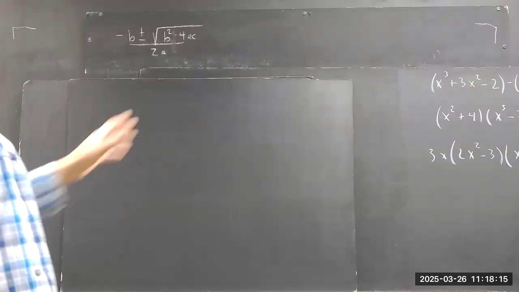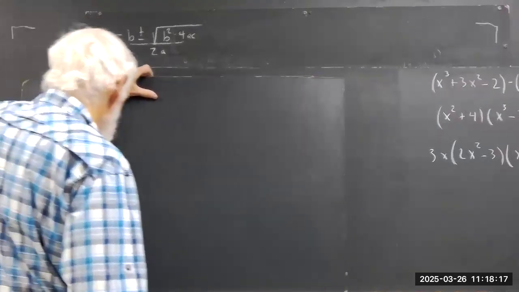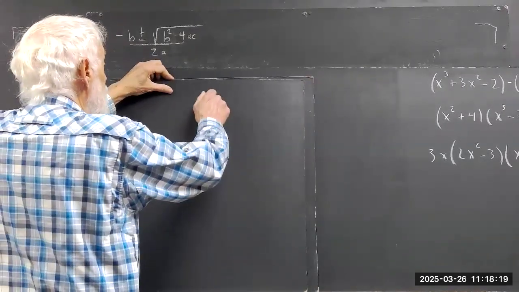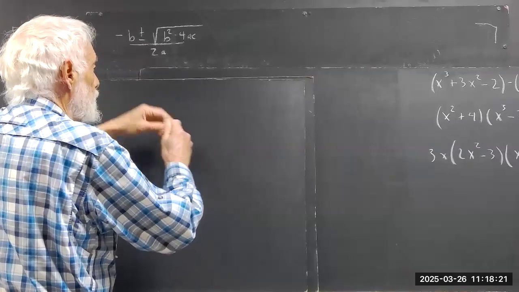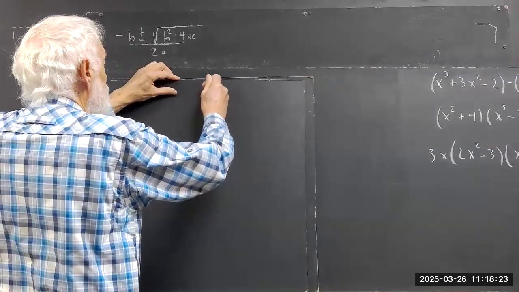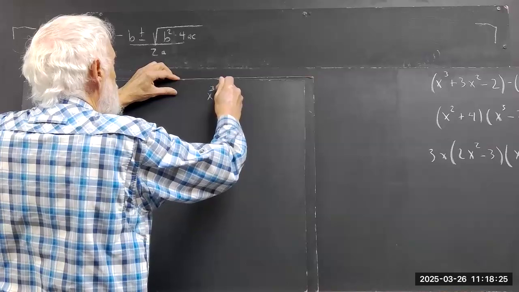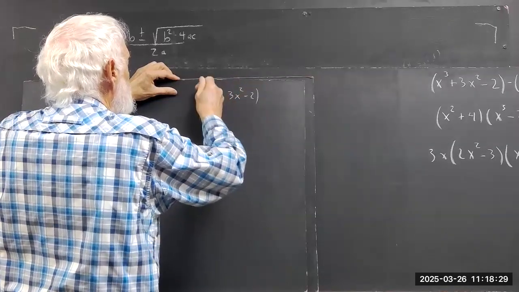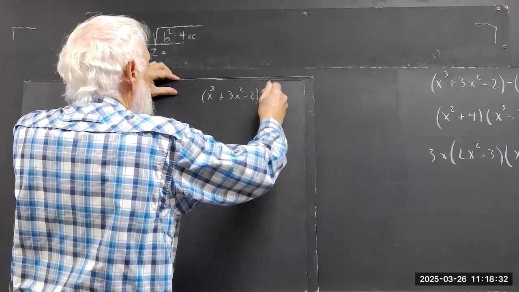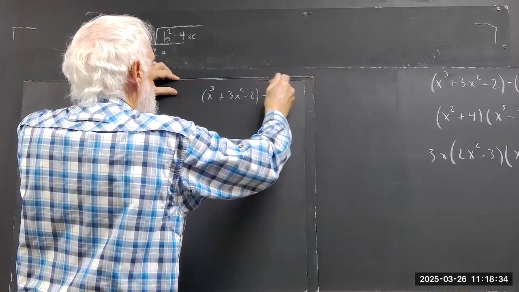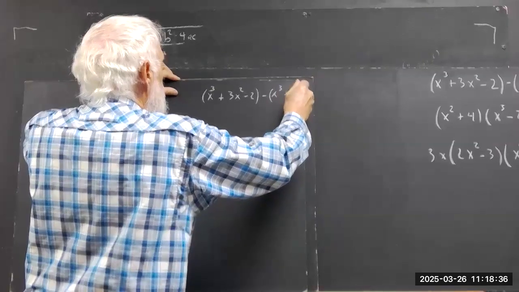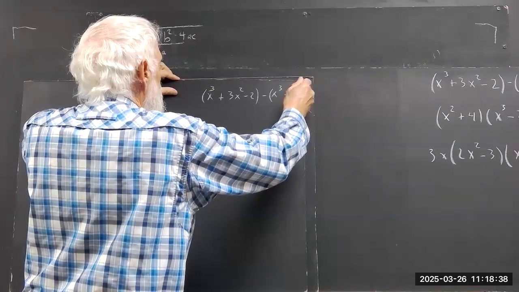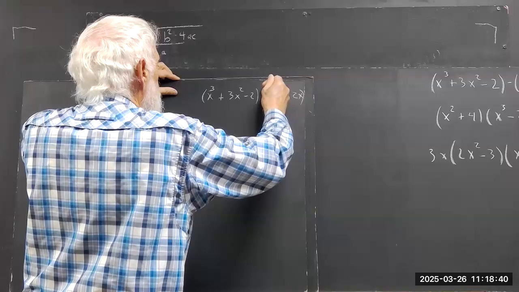Okay, so we've got some quiz problems here written over to the right there, but I'll rewrite them here. Okay, first one is we have x cubed plus 3x squared minus 2, minus the quantity x cubed plus 2x.